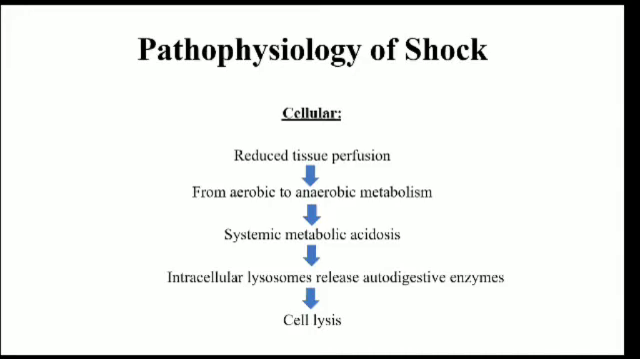Pathophysiology of shock: there are cellular level and microvascular level. At the cellular level, when tissue perfusion is reduced, metabolism converts into anaerobic metabolism, thus production of lactic acid and systemic metabolic acidosis occur in our body. At the same time, intracellular lysosomes release autodigestive enzymes, which cause cell lysis.